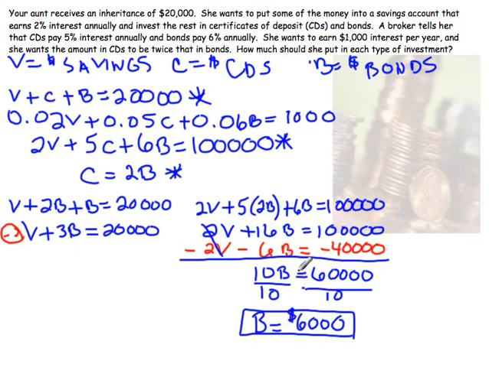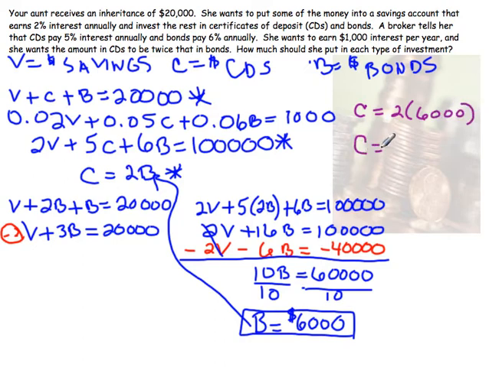Now the nice thing about this is I can take this and plug it right back in up here. So I would end up with, I'm going to put this over to the side here, C equals 2 times 6,000. So C is going to be $12,000. So I know that my aunt is going to invest $12,000 in CDs.